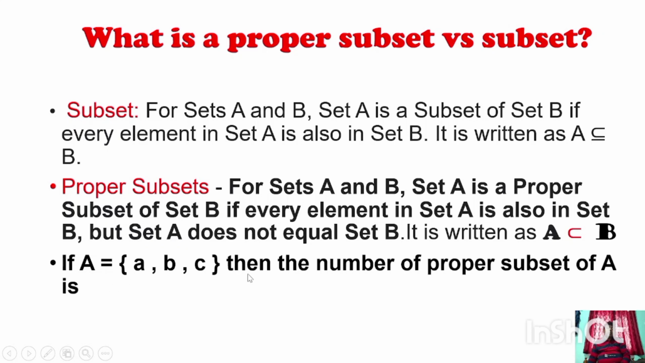Suppose A is equal to {a, b, c}. Then the number of proper subsets of A is what? The total number of subsets is 2 to the power 3. How many proper subsets are there? 2 to the power 3 minus 1, which is 8 minus 1, 7. Interesting point. The total number of proper subsets of A is 2 to the power 3 minus 1, which is 7. The total number of subsets is 2 to the power 3. This is another important formula, how to find the total number of proper subsets. This clearly shows the difference between proper subset and subset. Okay?